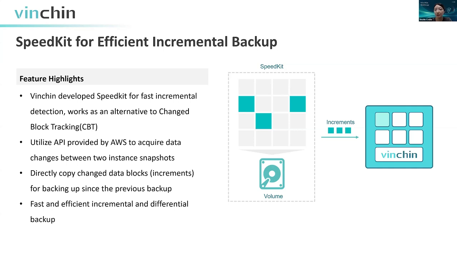Basically, the working principle is that Vinchin utilizes the API provided by the AWS cloud to detect the index of the data changes between the 2 instance snapshots, and only backs up the detected changed data based on the last snapshot. So with Speed Kit enabled, the backup speed for incremental and differential backups will be highly increased.